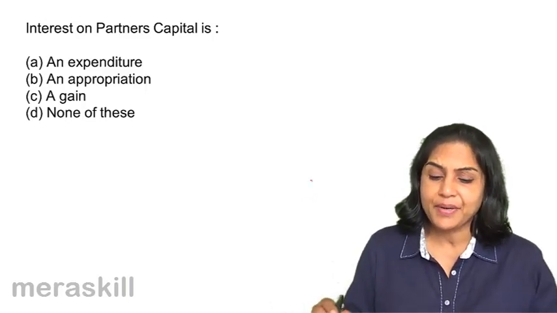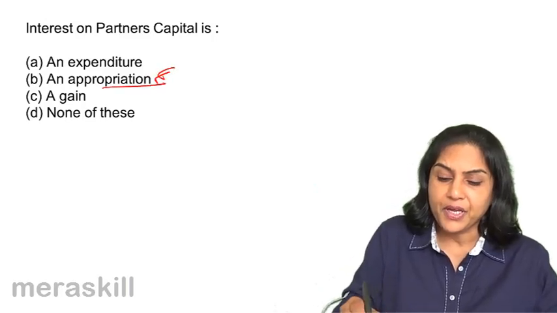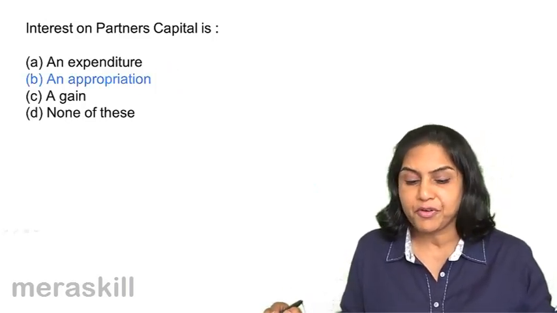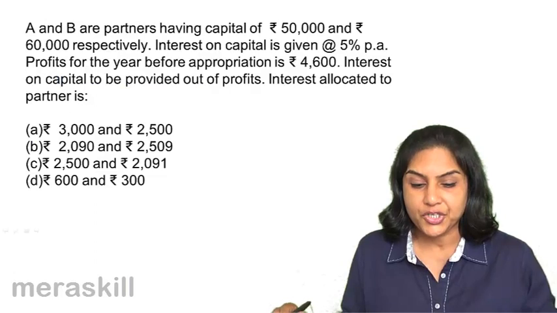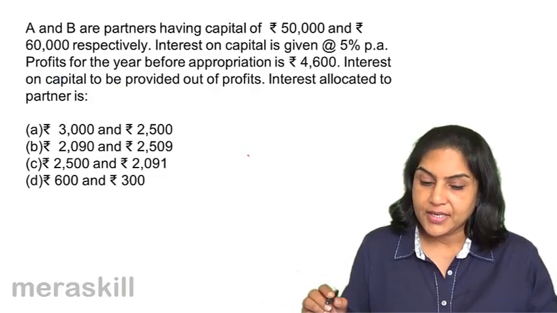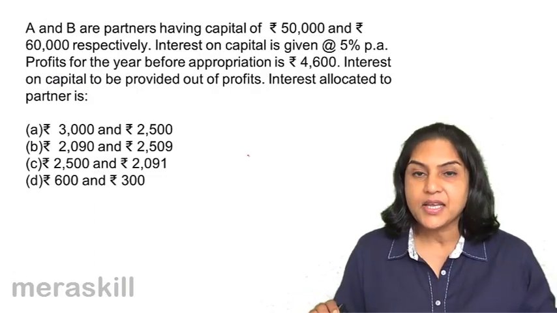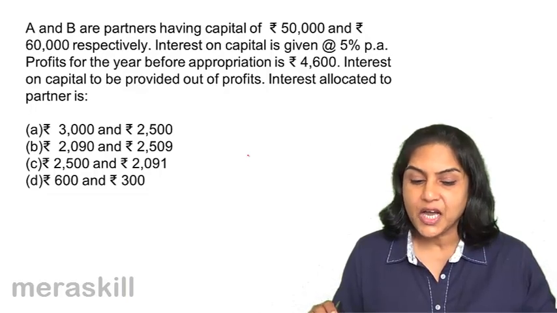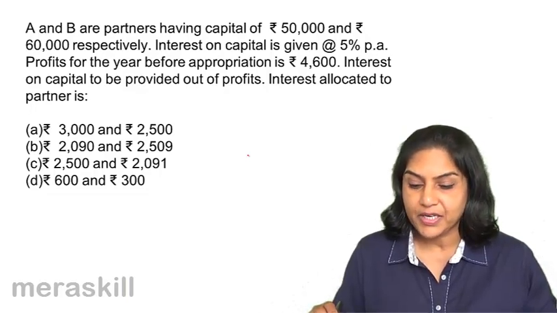Next, interest on partners' capital is A an expenditure, B an appropriation, C again, D none of these. Interest on partners' capital is an appropriation. It is a distribution of profit. It is an appropriation.